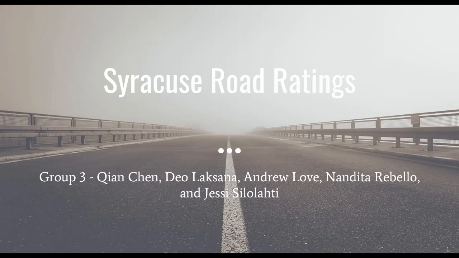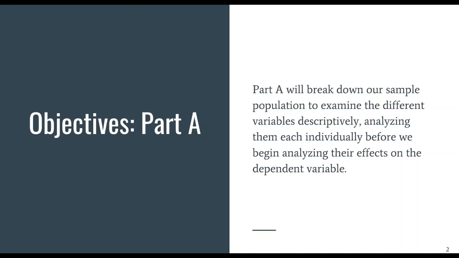Hello, we are Group 3, and today we will be talking about road ratings in the city of Syracuse. Our objectives for Part A will break down our sample population to examine the different variables descriptively, analyzing them each individually, and then later on we will analyze their effects on the dependent variable.